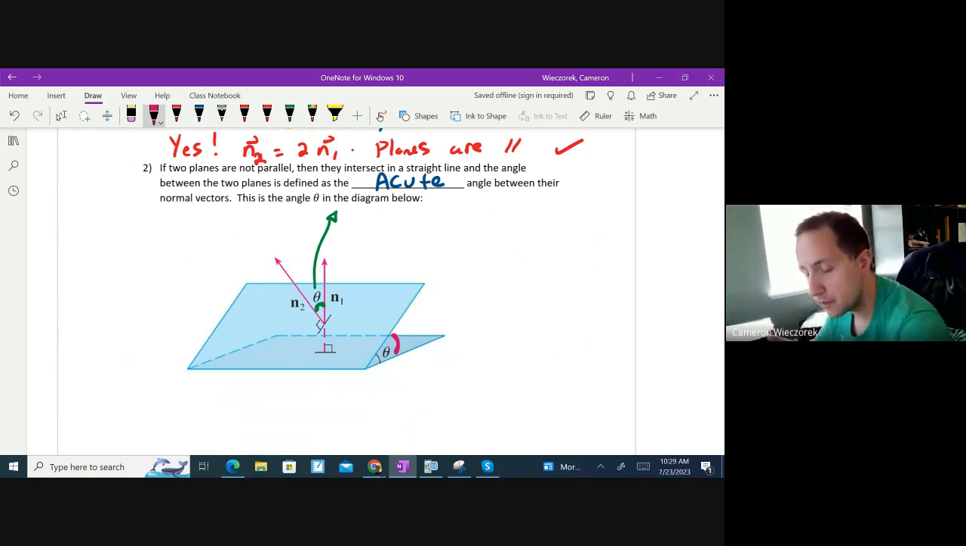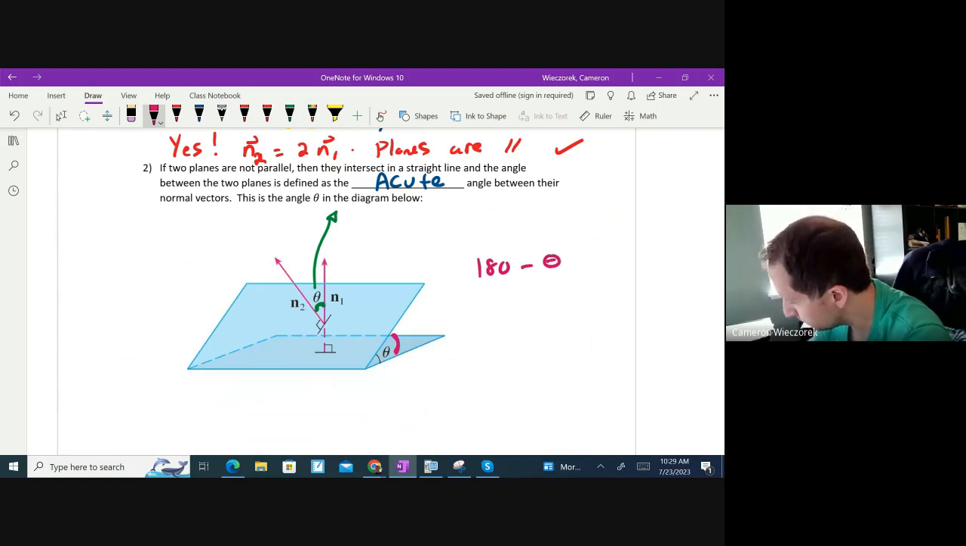Sometimes when you crank out these calculations, you might get an obtuse angle. The only way to correct for that is to subtract from 180. So if you end up getting an obtuse angle, just do 180 minus theta, and you'll be given the acute angle.